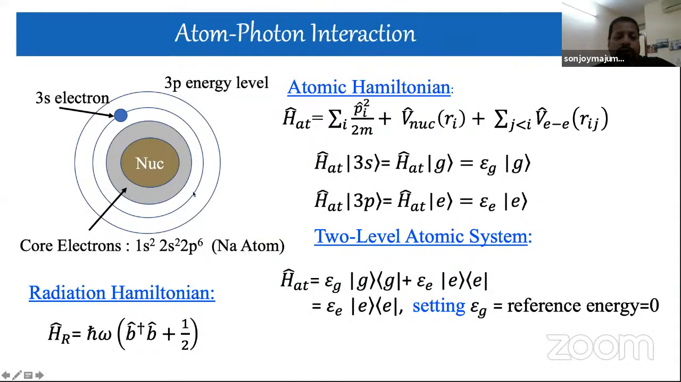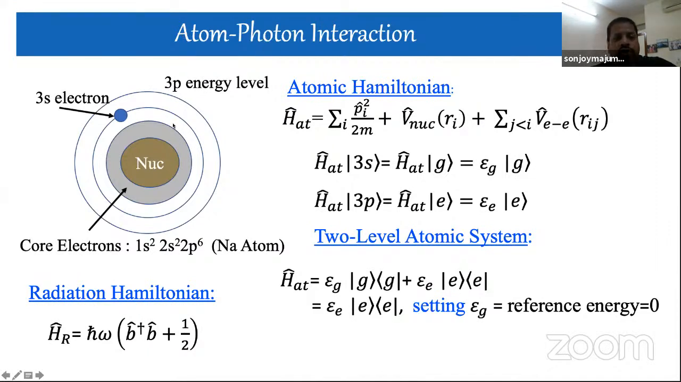This is an example for the sodium atom. Let me say that you have a nucleus, you have the core electrons, 1s², 2s², 2p⁶. Those are in the gray region, and then outside that core region, you have the single electron. Let's say there is a 3s electron which is lying here. And you have an unoccupied orbital or state, which is 3p, and like that there will be many more unoccupied orbitals.